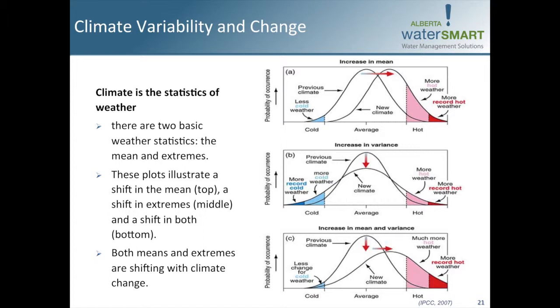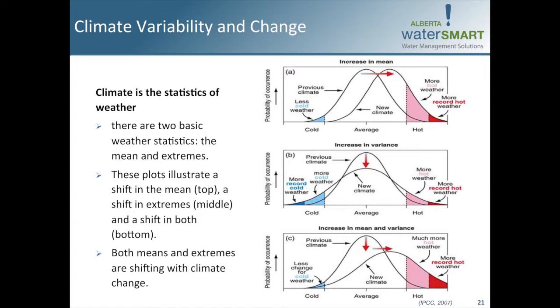There's two different statistics that we talk about in association with climate change. There's changes in the mean. So if you have an increase in the mean annual temperature of something, you're getting warmer. If you have an increase in the variance or an increase in the extremes, you're actually not changing your mean temperature, but you're just getting more extreme. So more hot or dry, more cold or wet.